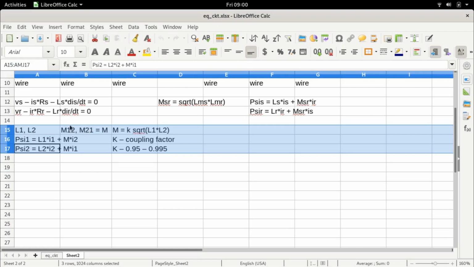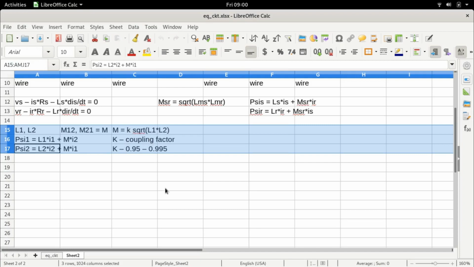So for example, if we assume that the mutual inductance between them is the same, in most cases it is the same unless you have a very, very special construction. This mutual inductance can be said to be equal to K into square root of L1 into L2, the inductances themselves, the products, where this K is the coupling factor. Typically this coupling factor takes into account the leakage of flux.